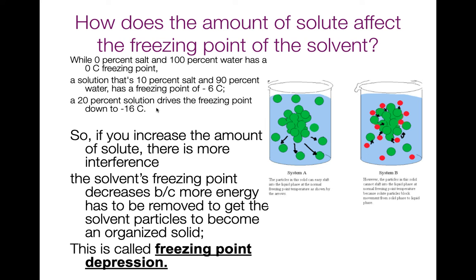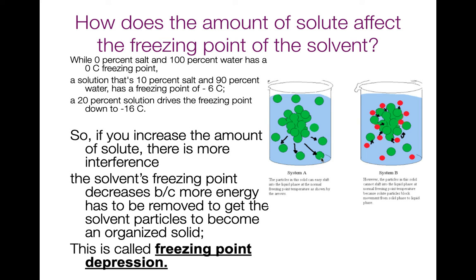Let's look at freezing point. How does the amount of solute affect the freezing point of the solvent? Well, when I have 0% salt, 100% water, pure water, the freezing point is 0 degrees Celsius. If I add some salt, now the freezing point of that solution goes down to -6. If I add even more salt, the freezing point drops to -16. So if you increase the amount of solute, there's more interference.